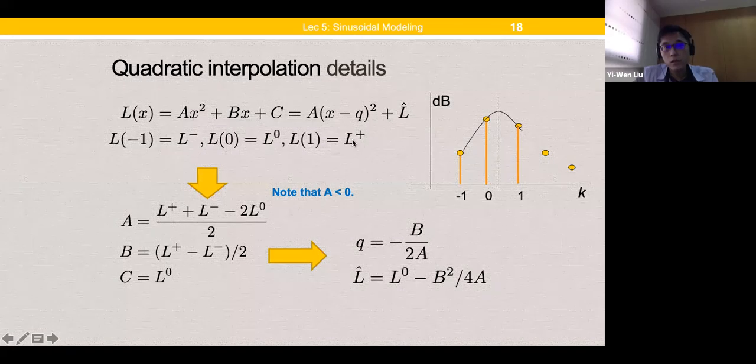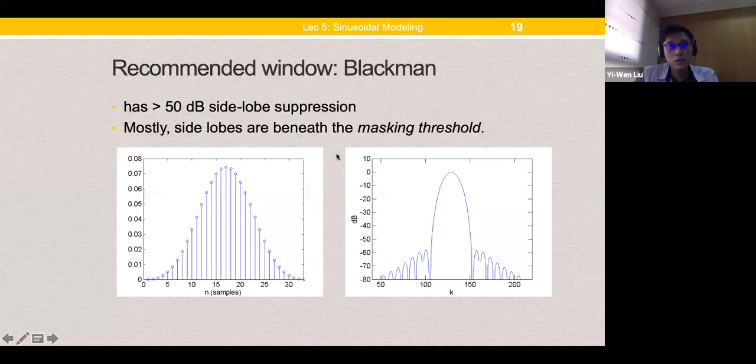Okay. All right, so let me continue. We haven't talked about the window. Here I'm recommending to use the Blackman window. In my starter code, I use the Blackman window. The Blackman window is even wider than the Hann window, and it has a better side lobe suppression ratio, higher than 50 dB. Here you see the main lobe, and the highest side lobe is below minus 50 dB, and this helps to suppress the spurious peaks that we mentioned. We can hide them beneath what is called the masking threshold.